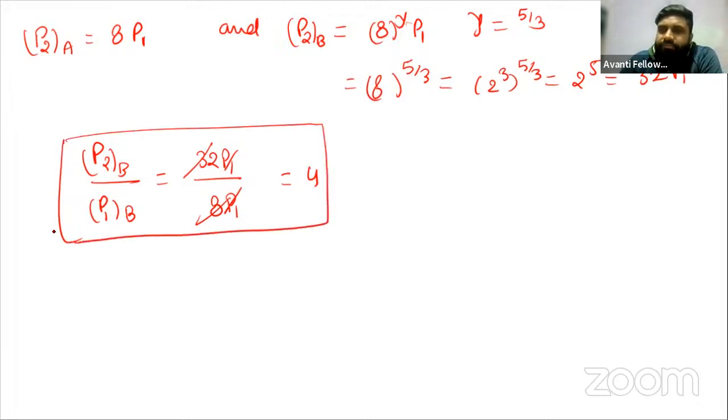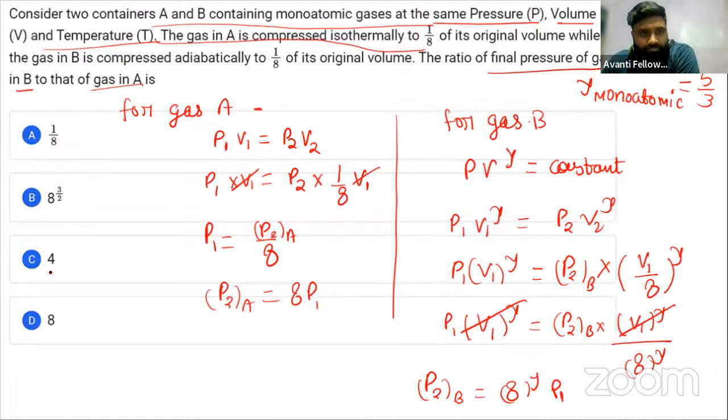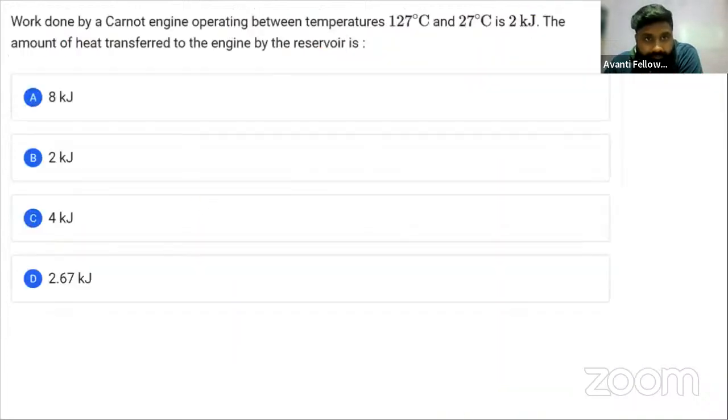So this ratio that we have is 4. Okay. Now this one is another type of question that has been asked in thermodynamics frequently. Okay.